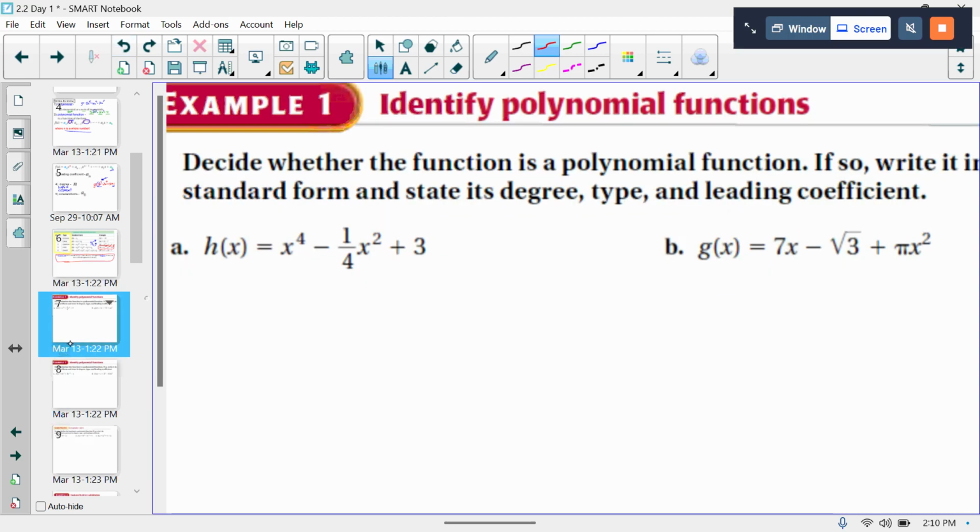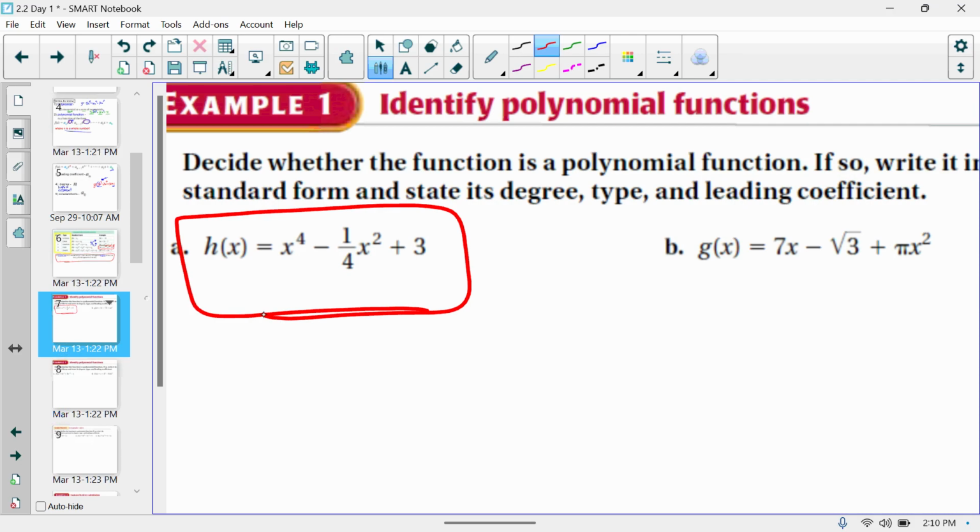Okay, so let's look at an example. You can write this function down in your notes. We're going to decide if it's a polynomial. And if it is, we're going to write it in standard form, tell the degree, type, and leading coefficient.